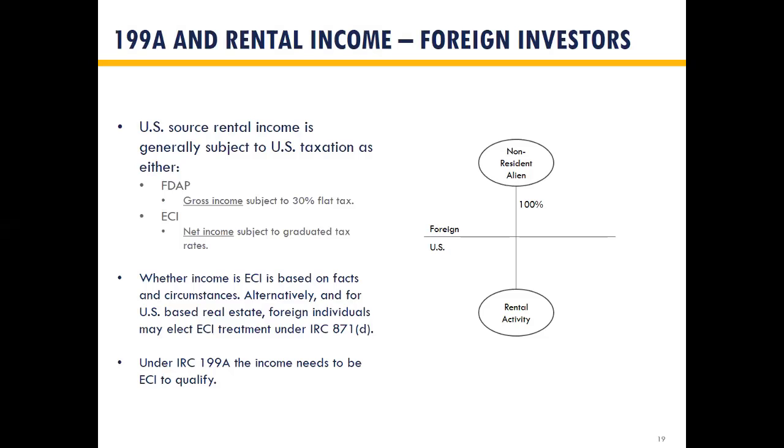Yeah, that's an interesting point, Aaron, that really 199A is a sourcing concept. It's about having qualified business income. And you could be a US person that has QBI, you could certainly be a foreign person with QBI. And if you meet all the requirements, then you can claim the 20% deduction.